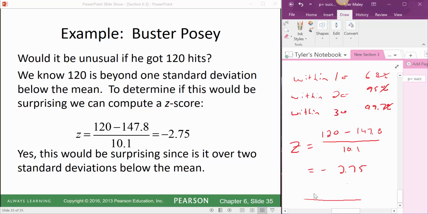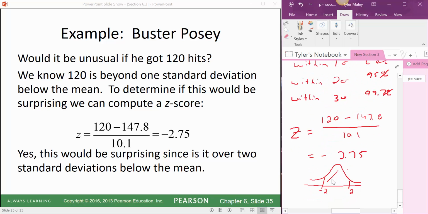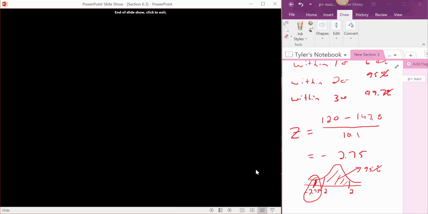So to put it in context, if here is a negative 2 z-score and here's a positive 2 z-score, we would expect 95% of my data to be in between here. But this score is even further to the left, negative 2.75. So even further to the left makes it surprising. So this would be surprising. It's much lower than we would expect out of this particular batter.